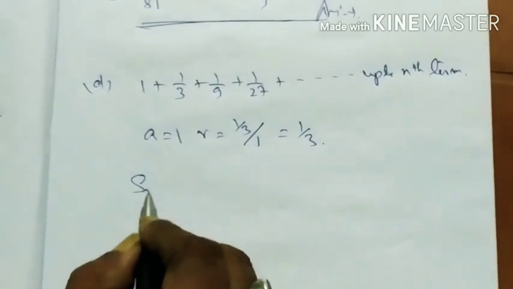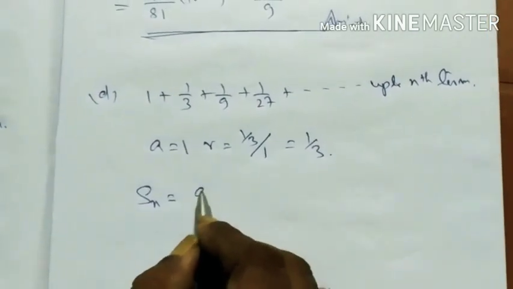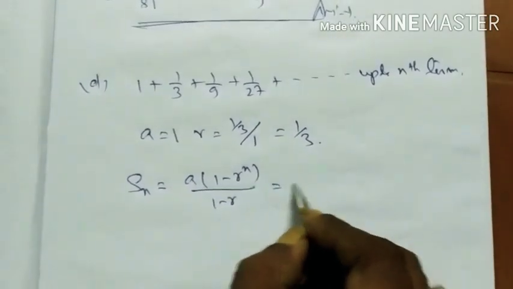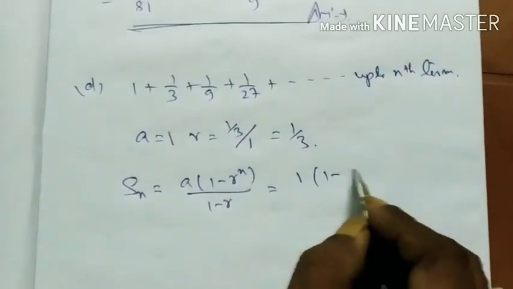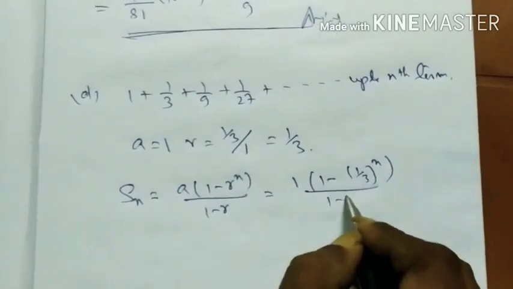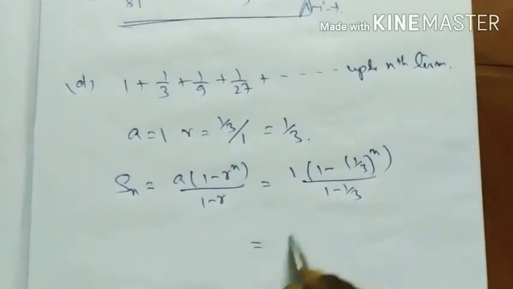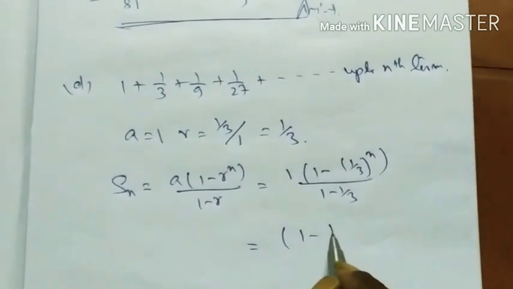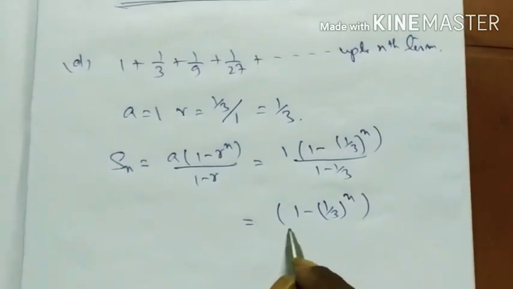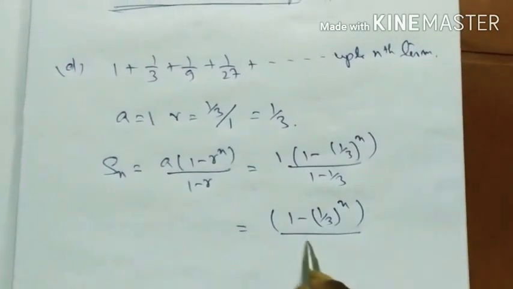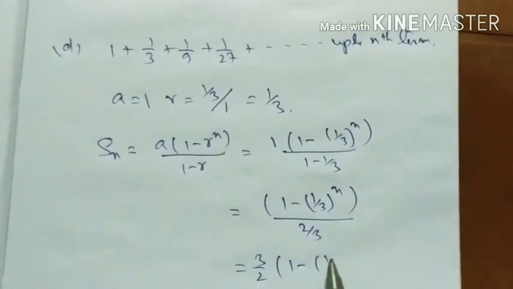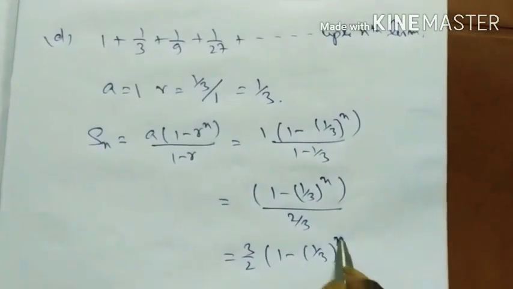So Sn will be equal to A times 1 minus R to the power of n by 1 minus R. That is 1 minus 1 by 3 to the power of n by 1 minus 1 by 3. Here 1 minus 1 by 3 is 2 by 3. So 1 divided by 2 by 3 comes to be 3 by 2. 3 by 2 times 1 minus 1 by 3 to the power of n.